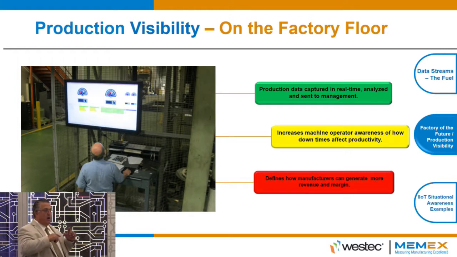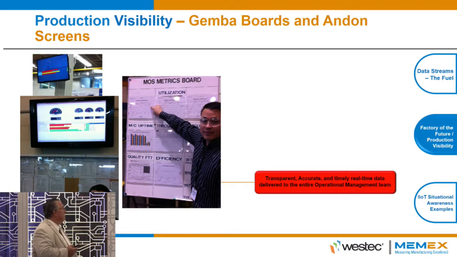You start to foster that competition between cells, two cells making similar parts. Nobody wants to be the person with the lowest productivity number. Even though you're probably not going to get fired for that, nobody wants to be last. Everybody wants to be part of a winning team.